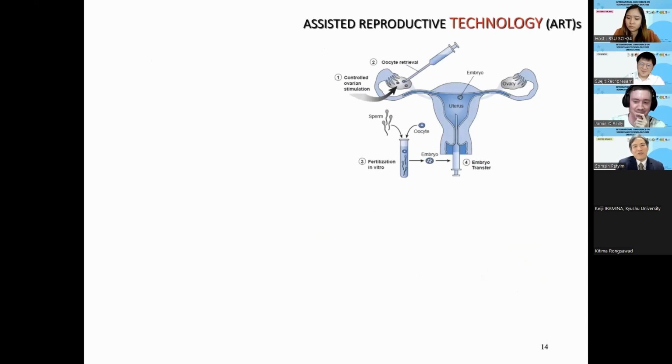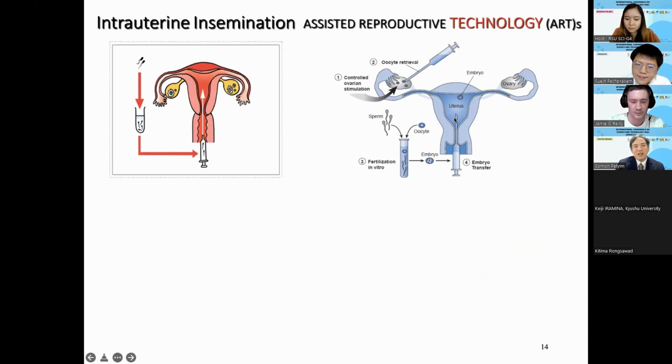So you can see for assisted reproduction, for the IVF, the procedure is that we have to collect the egg from the ovary and let the sperm fertilize it. And when they are cultured and become embryos, we can put them back through the cervix into the womb. So this is an artificial process.